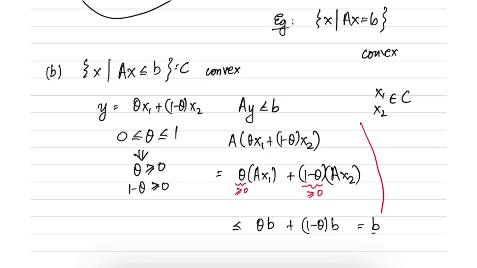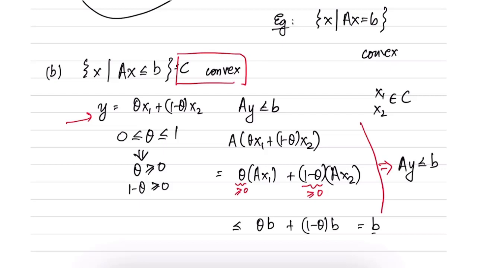So this whole thing implies that Ay is less than or equal to b as long as y is of this form, y equal to theta x1 plus 1 minus theta x2 for theta between 0 and 1. So as long as this condition is true for theta, we have that Ay is less than or equal to b, which would imply that C is a convex set.